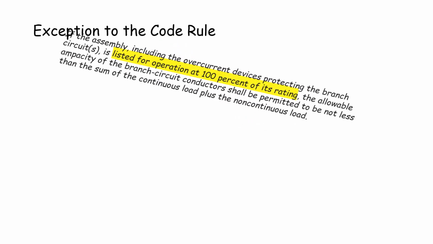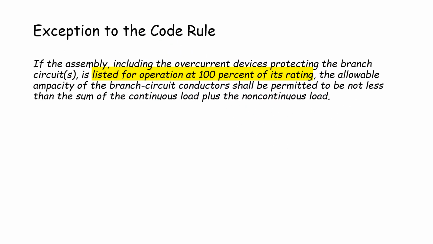But first, let us discuss the exception to this code rule. The exception says that if the assembly, including the overcurrent devices protecting the branch circuit, is listed for operation at 100% of its rating, the allowable ampacity of the branch circuit conductor shall be permitted to be not less than the sum of the continuous load plus the non-continuous load.